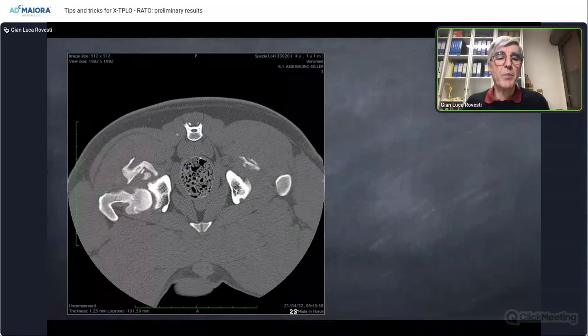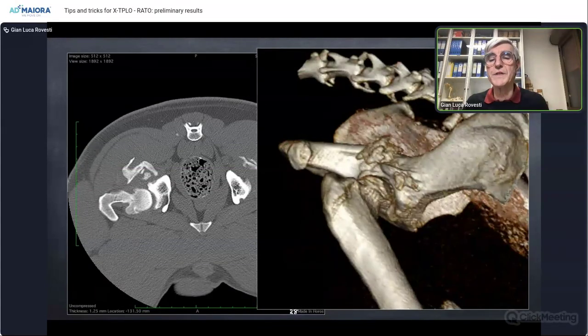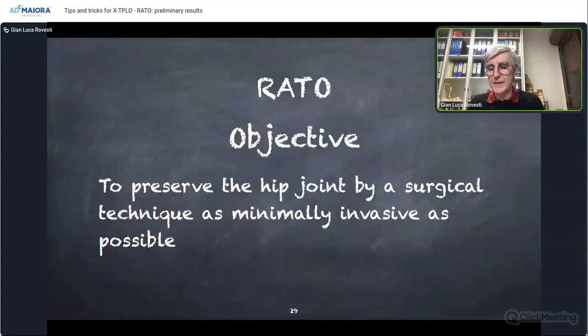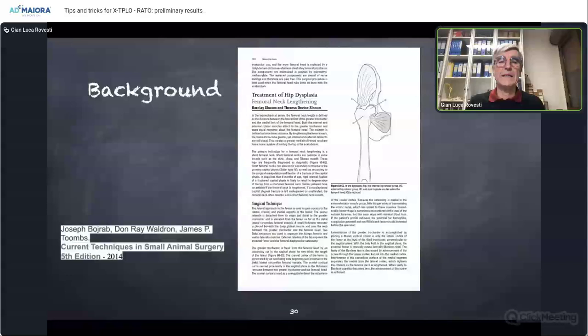This is a CT, of course, and this is how the new border looks after bone consolidation, but we are not going to enter this kind of technique. So the objective of RATO is to preserve the joint by a surgical technique as minimally invasive as possible. And of course, it must be effective, because otherwise it doesn't make any sense.